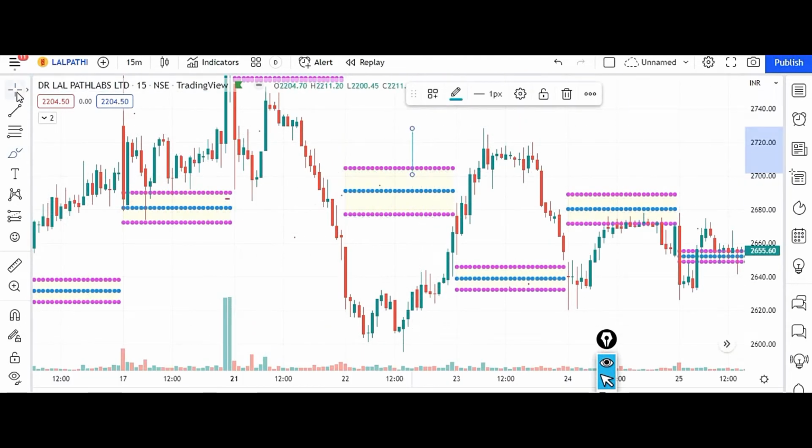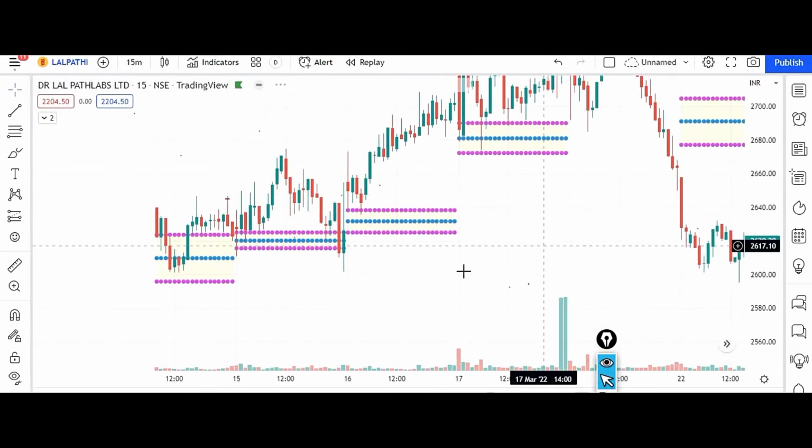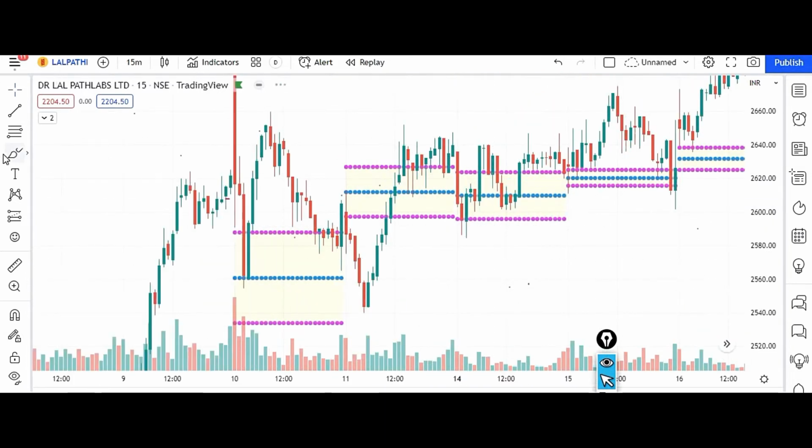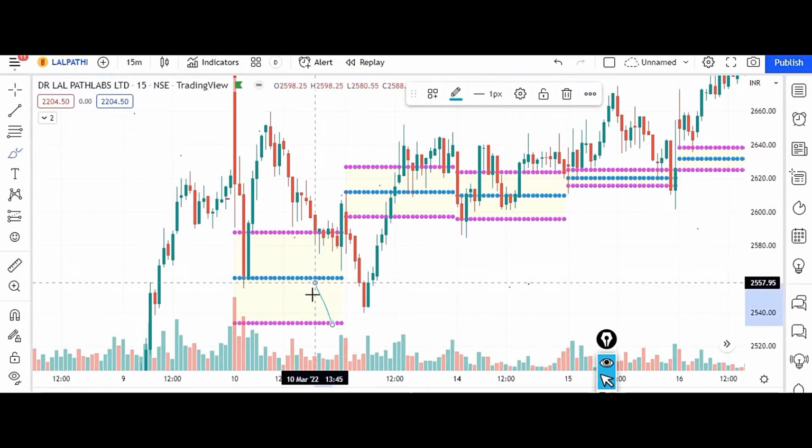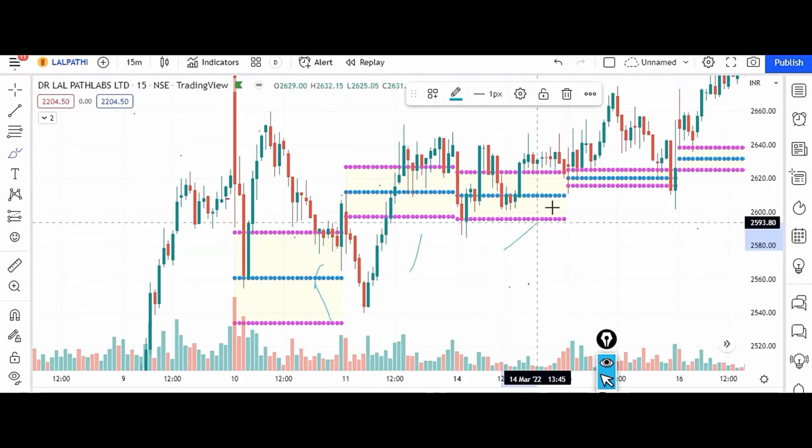Practice this by looking at CPR, you must be able to identify wide range CPR. Okay, that's why I am showing you. You must be able to do it yourself. This is wide range CPR. This is also wide range CPR.